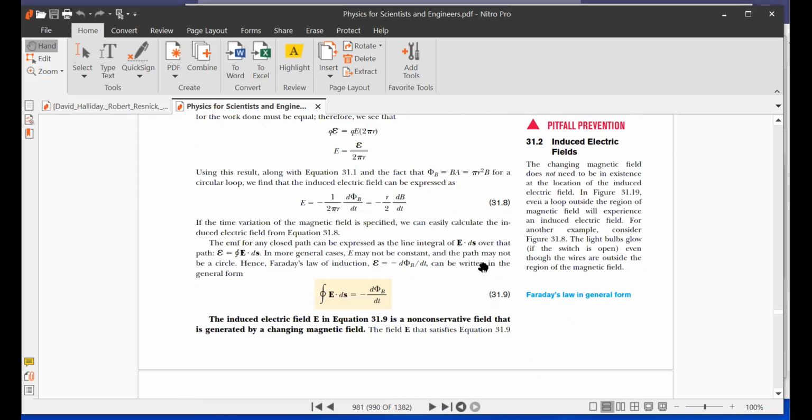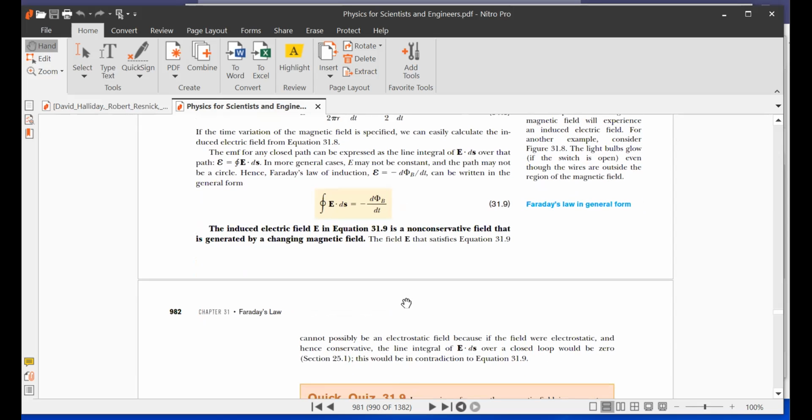Let us keep this way. So in general, we could write this Faraday-Lenz law. We have this loop integral, E dot ds, equals minus dΦ_B over dt. This is the change of flux over the time interval.